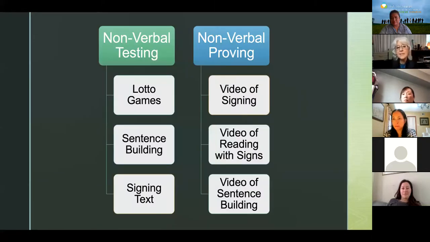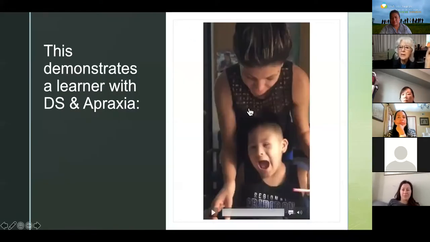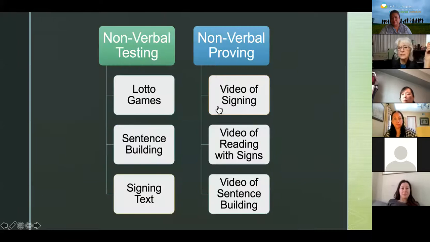All right. And this is in my book. You have ways of testing children who are nonverbal, and ways of the nonverbal proving on the right side here. That's for the classroom. It makes a huge difference.